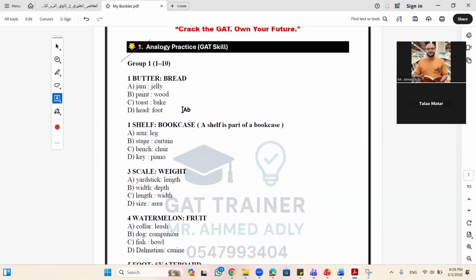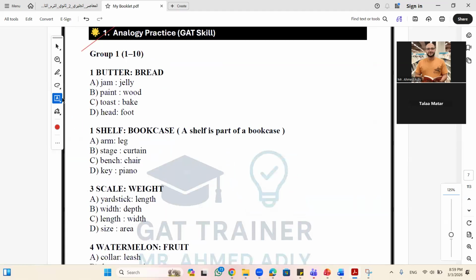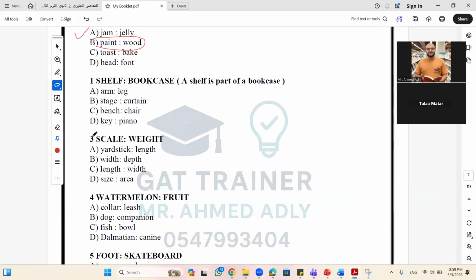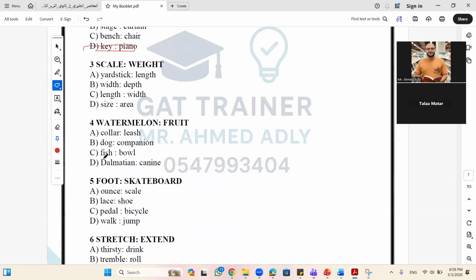Butter and bread is going to be paint and wood. That's wonderful. So butter, by the way, covers bread like paint covers wood. Good. Two. Shelf and bookcase is going to be key and piano. Perfect. So a shelf is part of a bookcase, right? We need to have the same relationship.